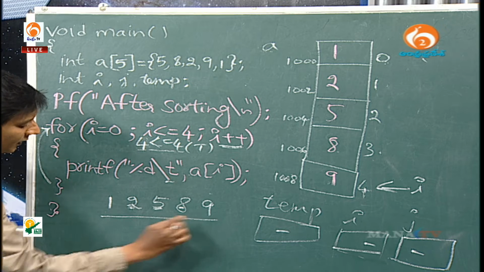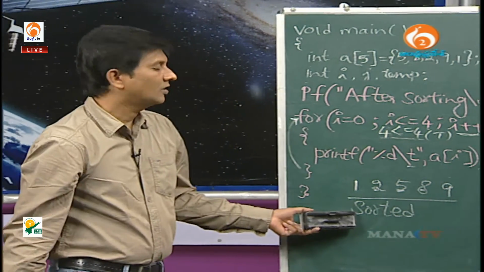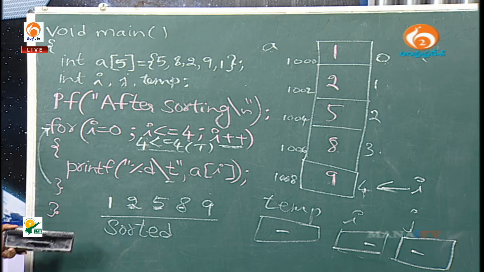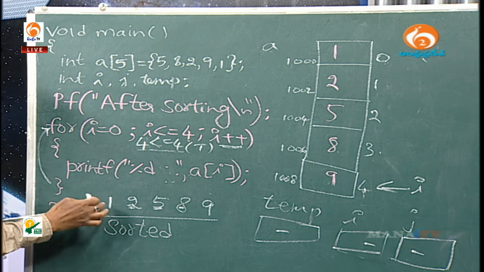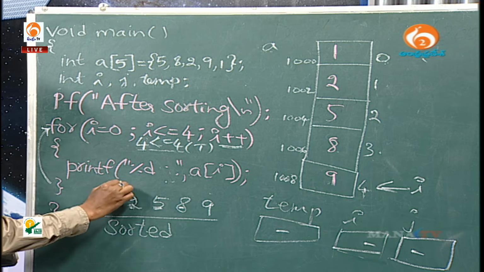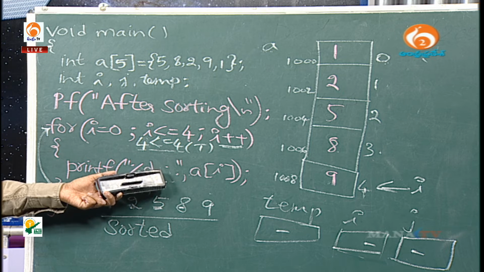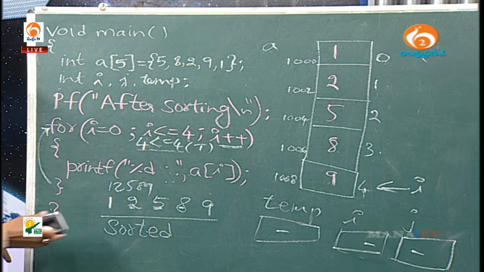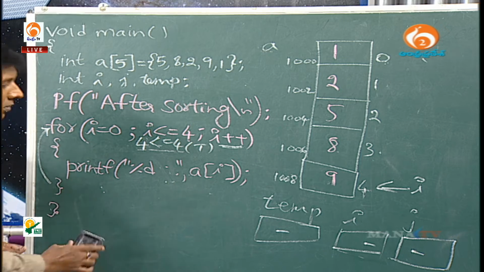This is a sorted array. Okay. If I am not giving any tabular space, we will get it like this: 1 without space, 2 without space, 5 without space, and 8. Like this we will get 5, 8, 9. So backslash t or backslash n is better to give as escape sequences here. Okay. Hope you understood this sorting logic.